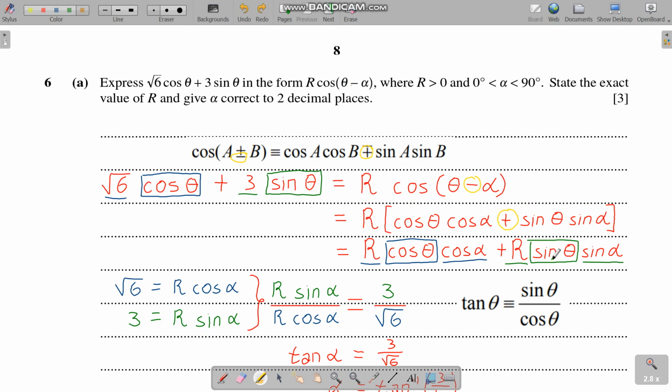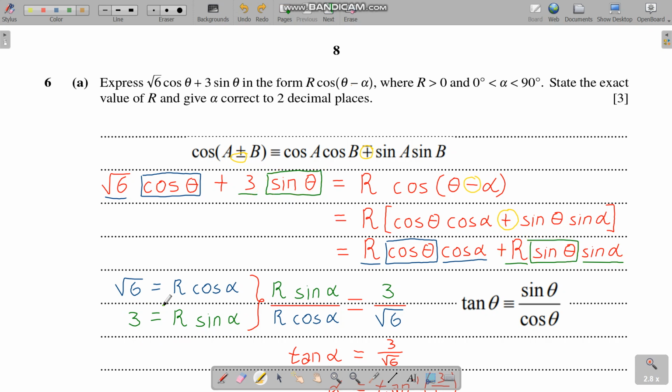And now we compare the coefficients on the left and on the right. For the variable cos theta, the coefficient on the left is root 6, on the right r cos alpha. So we have the first equation, root 6 equals r cos alpha. And for the variable sin theta, the coefficient on the left is 3, on the right it is r sin alpha. So we have the second equation, 3 equals r sin alpha.